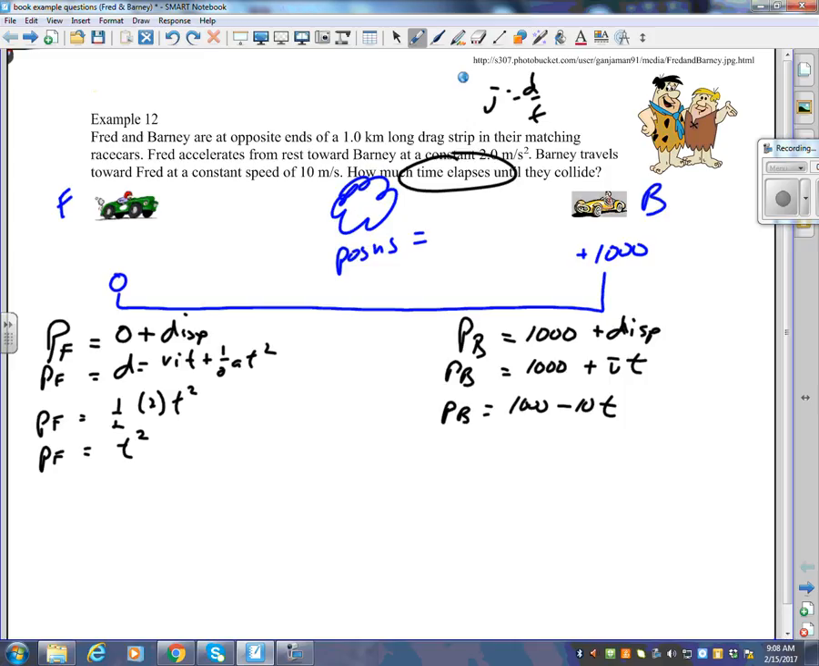Okay. Now, what did we say way back at the start? They crash, they collide when their positions are equal. So what should we do? Set the positions equal to each other. Position Fred is equal to position Barney. And position Fred is t squared. And position Barney is 1,000 minus 10t.